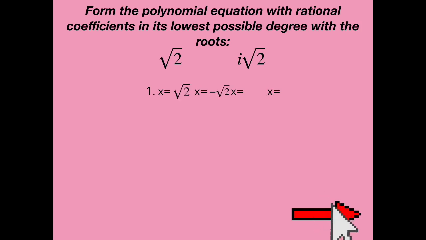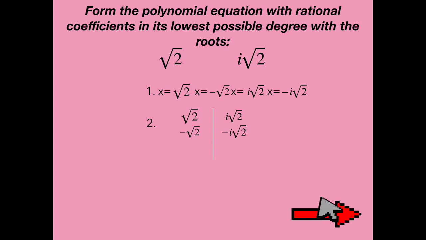So x equals square root of 2, x equals negative square root of 2, x equals i square root of 2, and x equals negative i square root of 2. Since these roots are irrational, you need to use the S&P formula. Write each pair on one side and find the sum of each pair.